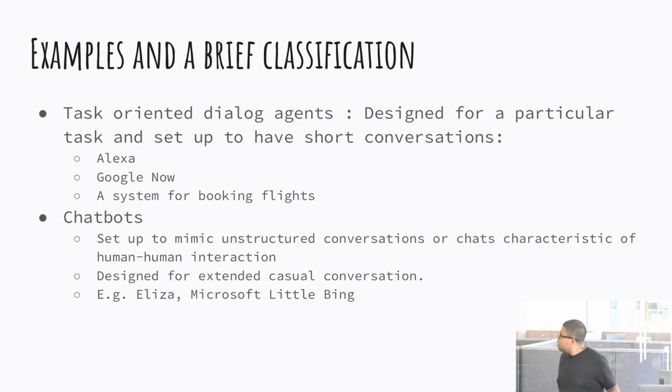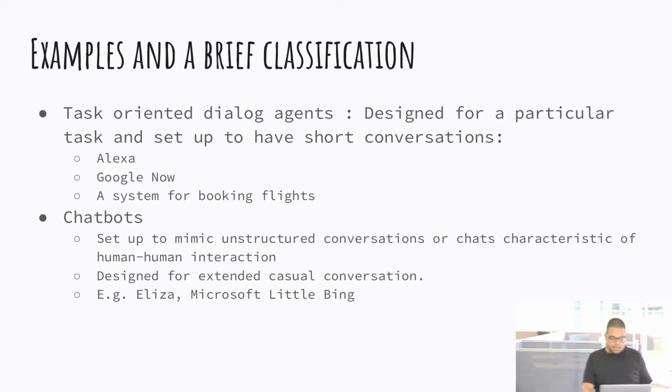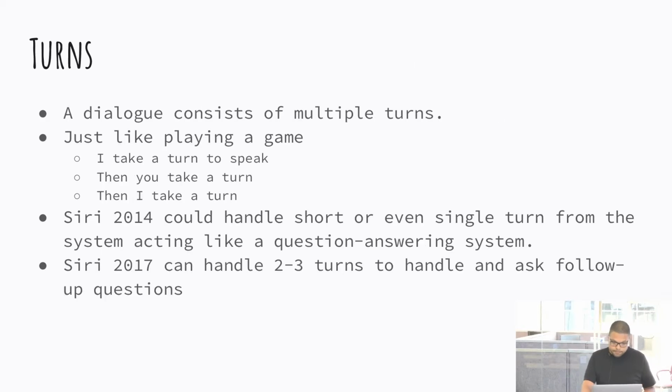So I'll go over the background a little bit. Examples and a brief classification are there. You can have task-oriented dialogue agents. They're designed for a particular task, and they're set up to have short conversations. So this could be Alexa or Google Now. Or chatbots in general, which are set up to mimic unstructured conversations or chats characteristic of human-human interaction.